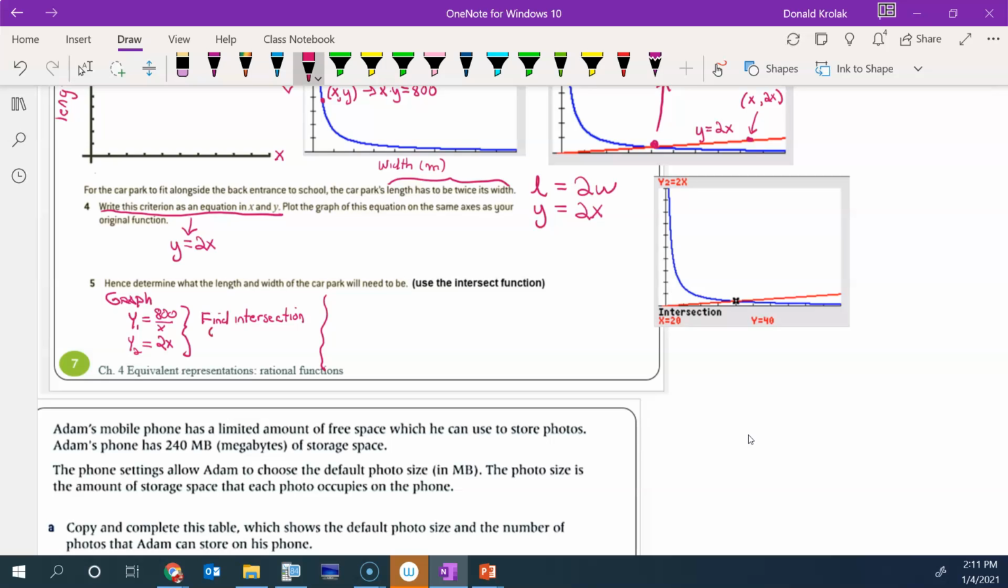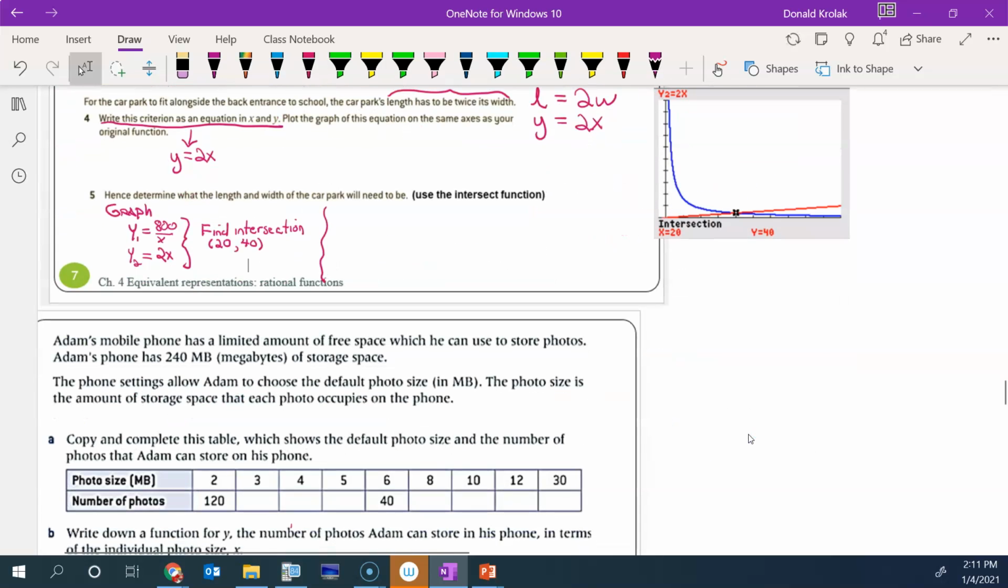And our intersection was 20, 40. Okay, so let's see, 20 is the width. So our parking lot is going to be 20 meters wide by 40 meters in length. Okay, that's using the graph.